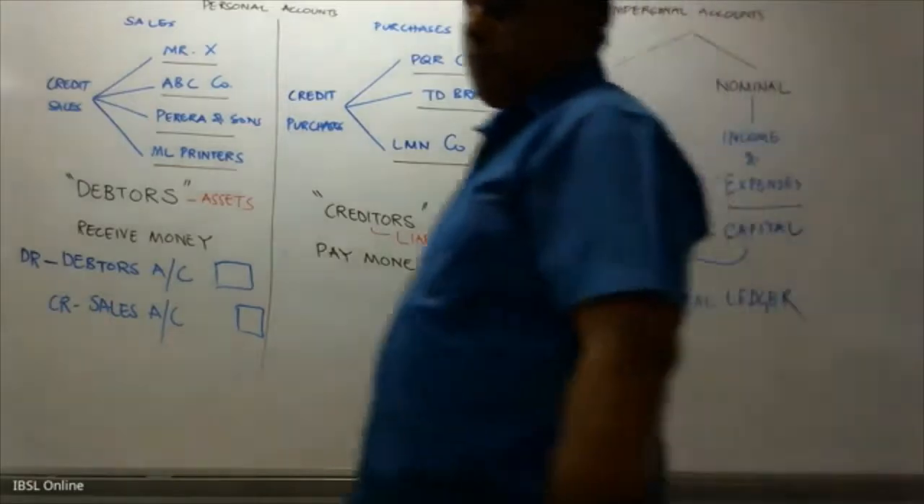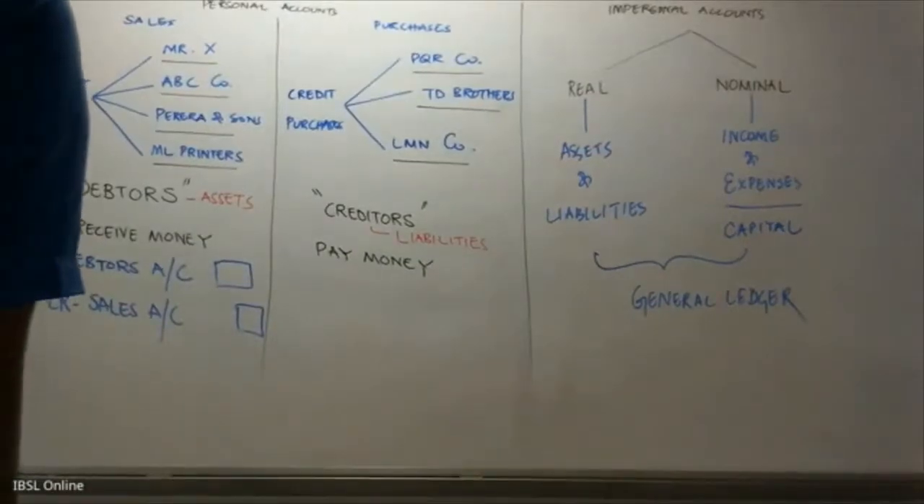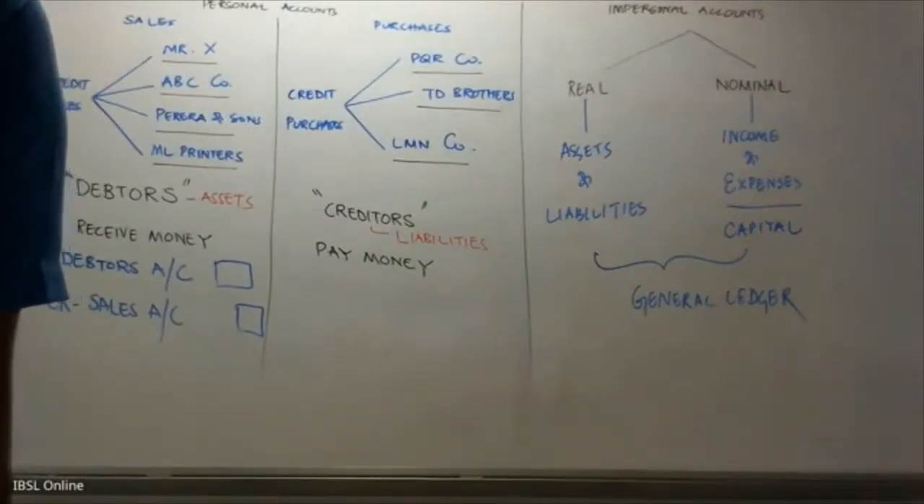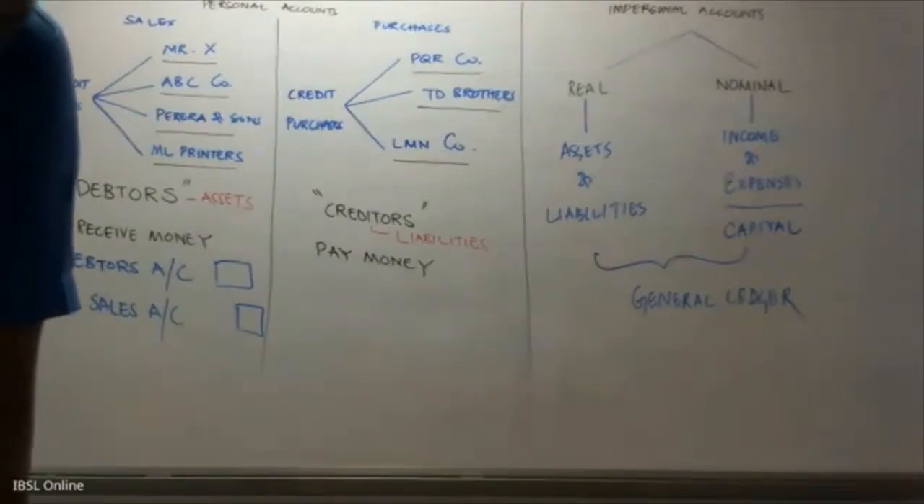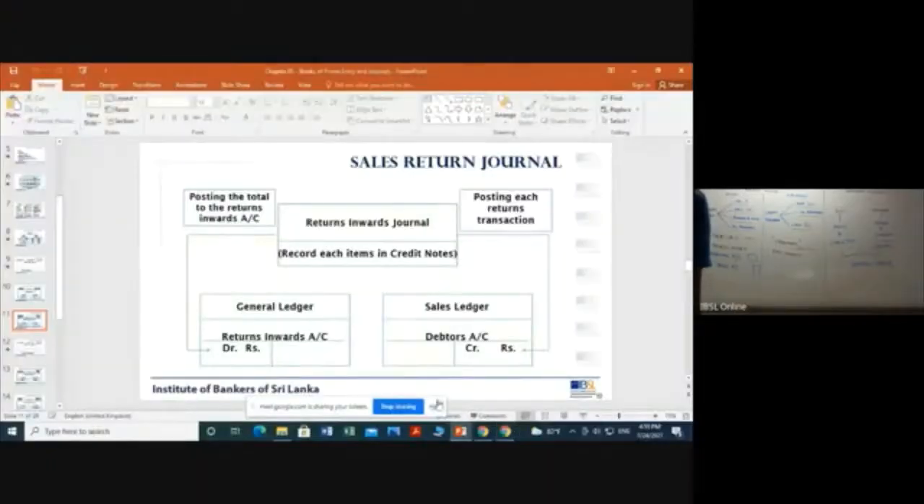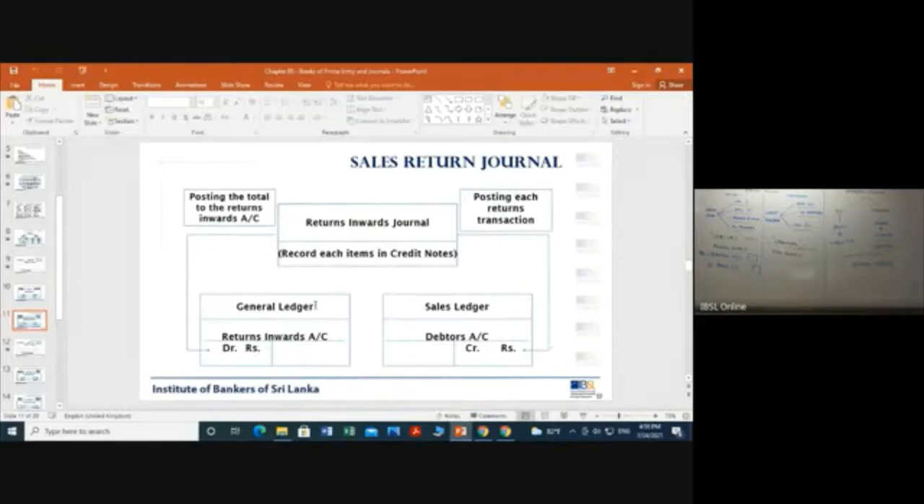Then the next item is your sales return. You see, now you did a credit sale. Now it is getting returned. Now see where we go and put it.